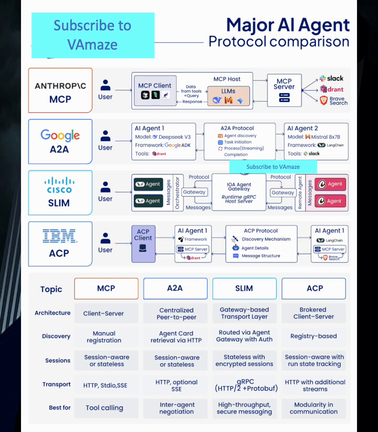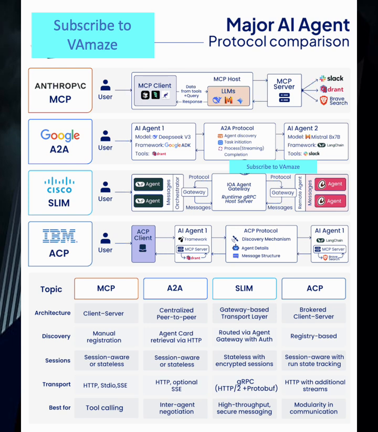The challenge facing organizations today is choosing the right protocol for their specific use cases. Each protocol offers unique advantages, architectural approaches, and operational characteristics that make them suitable for different scenarios. Understanding how these popular AI agent protocols work is critical for building scalable, efficient, and future-proof AI systems.